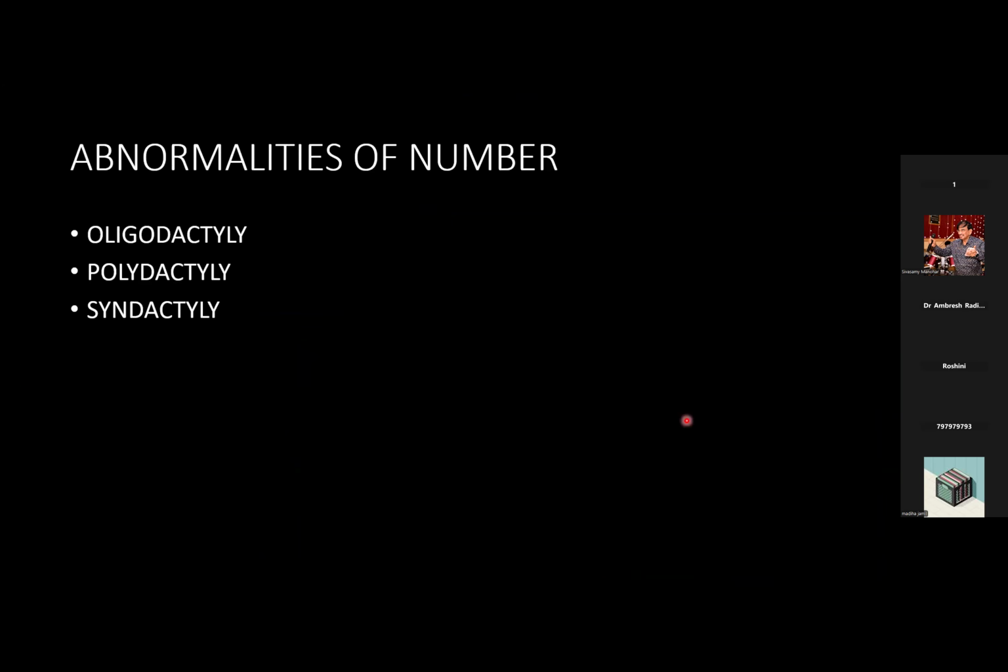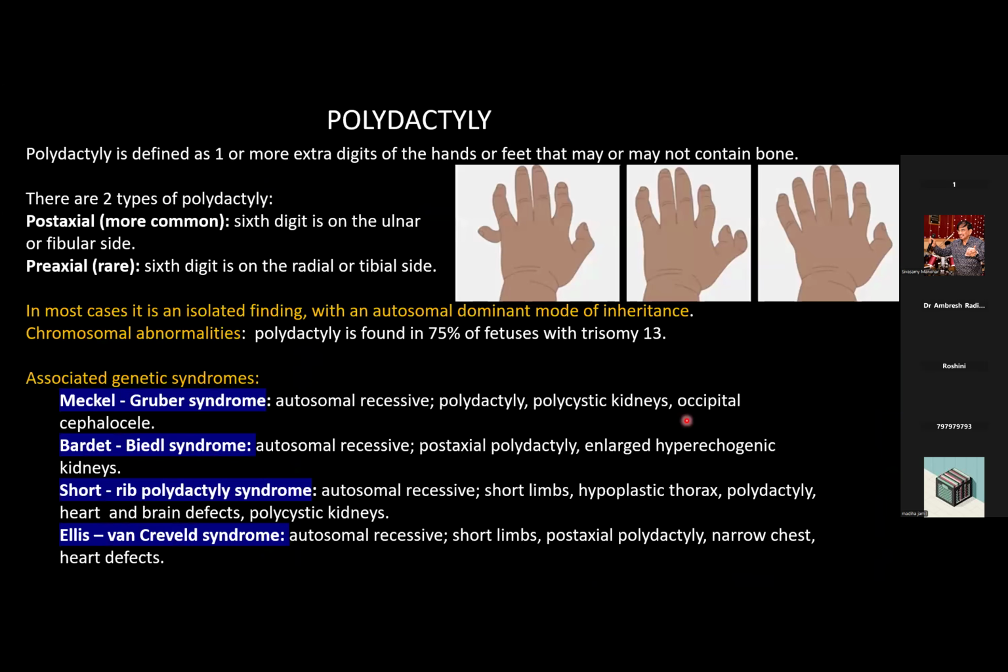So moving on to the abnormalities of number. The first abnormality is polydactyly, which is defined as one or more extra digits in the hand or feet that may or may not contain bone. There are 3 types of polydactyly. Postaxial, which is more common, where the 6th digit is present on the ulnar or the fibular side.